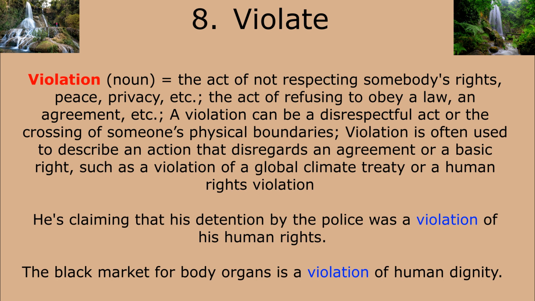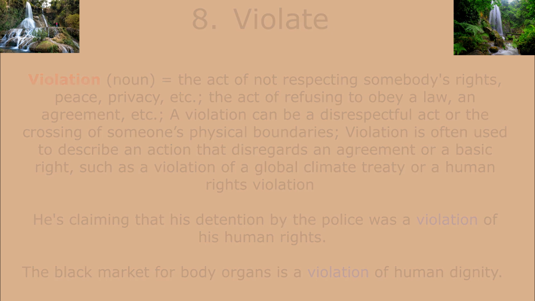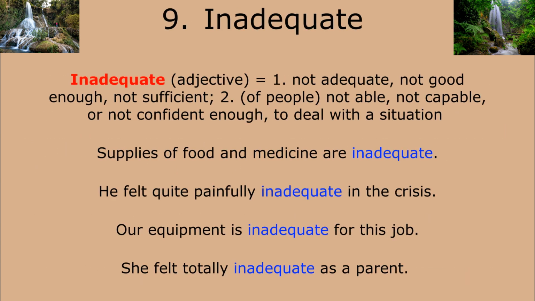For instance, he's claiming that his detention by the police was a violation of his human rights. The black market for body organs is a violation of human dignity. The word number 9 is the word inadequate. Inadequate means not adequate, not good enough, not sufficient.